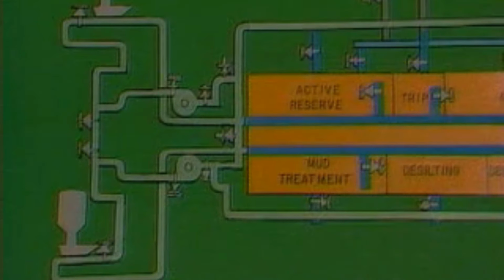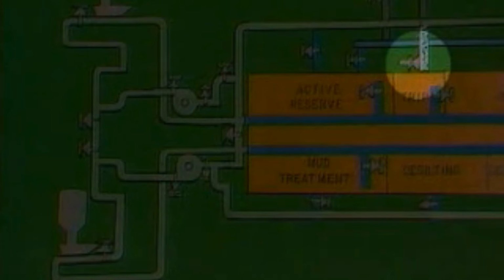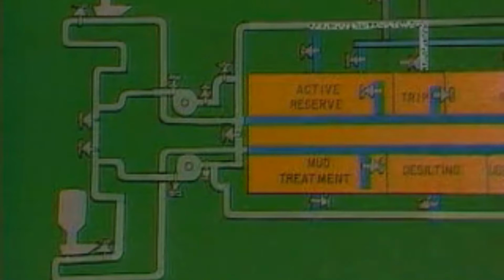Now let's move some mud from the kill tank through the mud jets and then back to the kill tank for weighting up. Again, make sure that all valves are closed so that flow isn't established to some place that you don't want it. Open the valve that connects the tank to the transfer manifold.